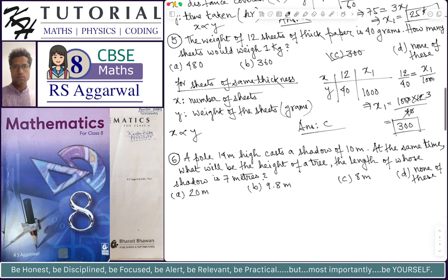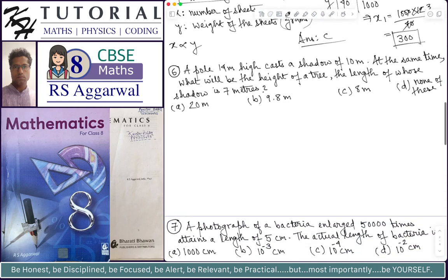Okay, let's do problem number 6. A pole 15-meter high casts a shadow of 10 meter. At the same time, what will be the height of a tree, the length of whose shadow is 7 meters? So this is a very classical problem where the concept is that at a specific time, or at a specific position of the sun, the ratio of the height of any object and the length of its shadow cast by the sun is the same for any object at that specific time.